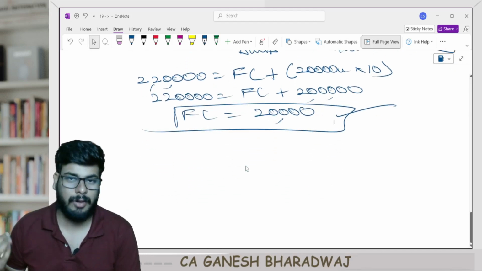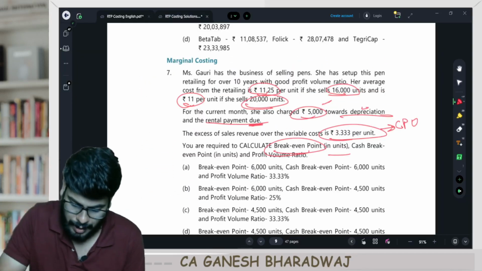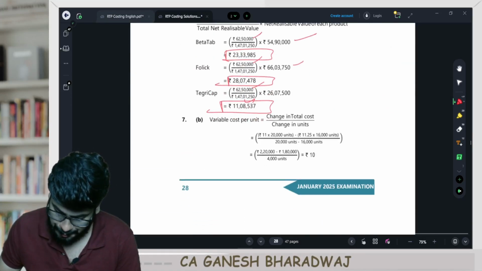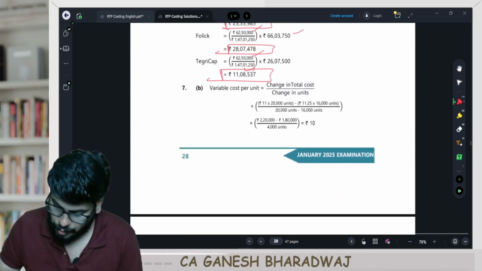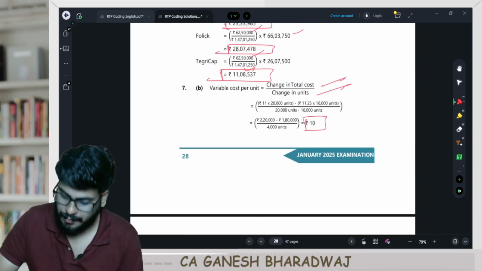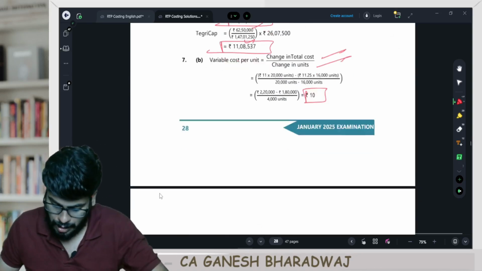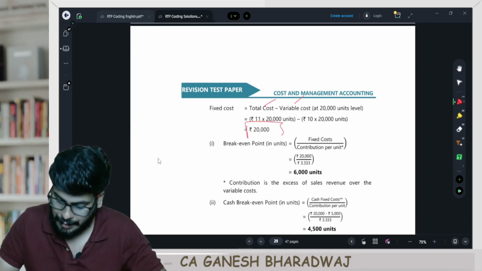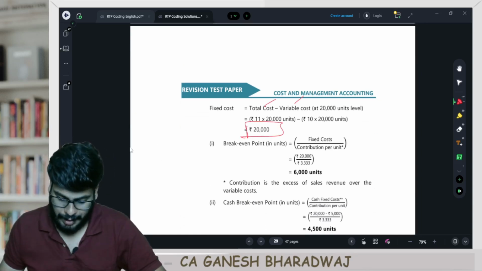So now we can calculate the break-even point and all that. It's very, very simple and direct. Now look at this. This is exactly what they've done here. Change in total cost divided by change in units, they have found the variable cost per unit of 10 rupees. Similarly, the fixed cost is total cost minus variable cost. They have arrived at the fixed cost of 20,000 rupees.